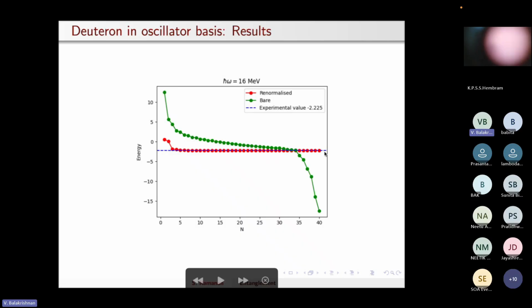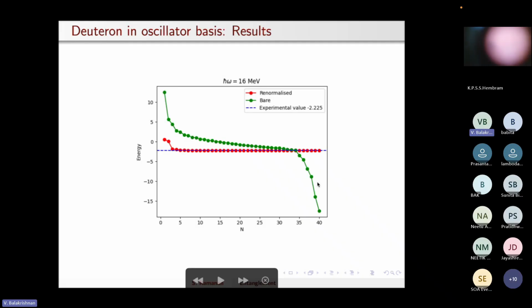So here you see the deuteron binding energy as a function of N, where N represents the maximum number of oscillator shells that we want to keep, because it's after all a basis expansion. H bar omega gives you the shape of the oscillator, and the blue line is the experimental value. The green line is with a bare interaction. The bare interaction is one of the two-body interactions you could start with. It could be the Argonne v18, it could be the Bonn potential, anything.